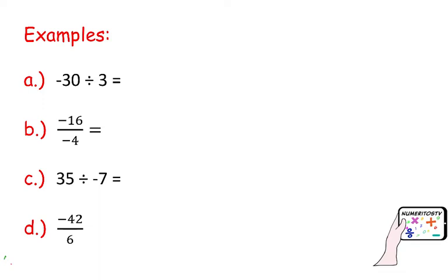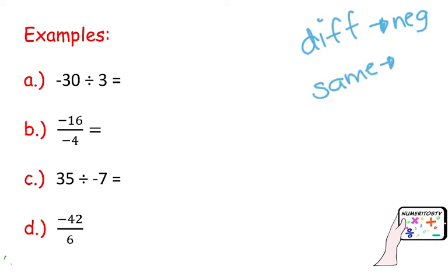So I'm going to write those rules so you can memorize them easily. Different signs, check the signs. Different signs, the answer is going to be negative. Same sign, the answer is going to be positive. And remember that these rules also apply for multiplication. Different signs negative, same sign positive.